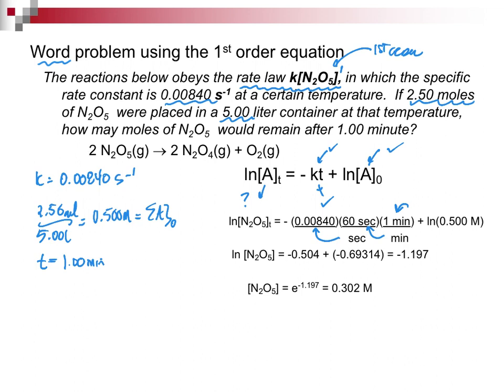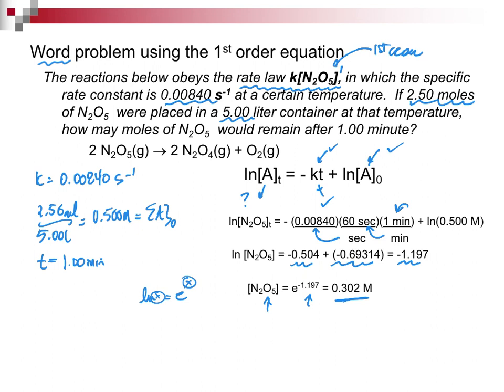ln of 0.500, a mathematical number. Take those two numbers, combine them together. How do I clear an ln? Well, I raise whatever it is to the e power. So I have my N2O5 equal to e to the minus 1.197. I come up with 0.302 molar.